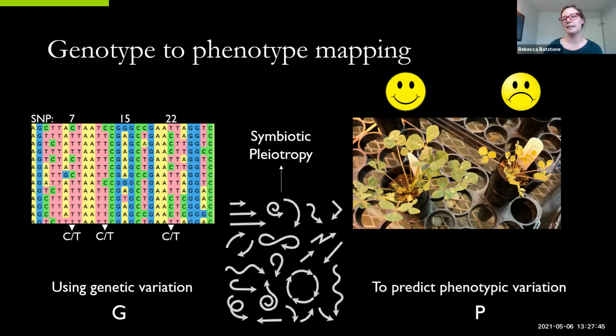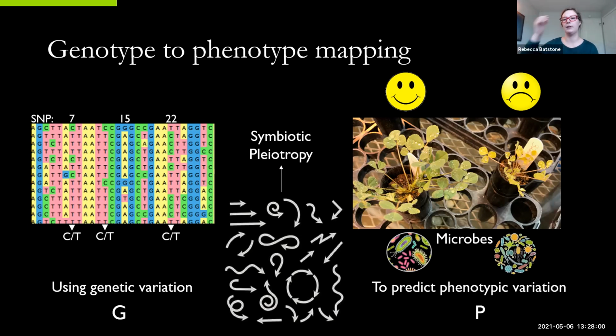Such pleiotropic variants are especially critical when we want to determine the genetic basis of symbiotic traits, because it's often the case that variants in one individual not only affect multiple traits of that same individual, but also traits of interacting individuals, which I'm going to be referring to as symbiotic pleiotropy. So for example, the phenotypic differences between these plants is not just due to their own genome, but also that of their interacting microbes.